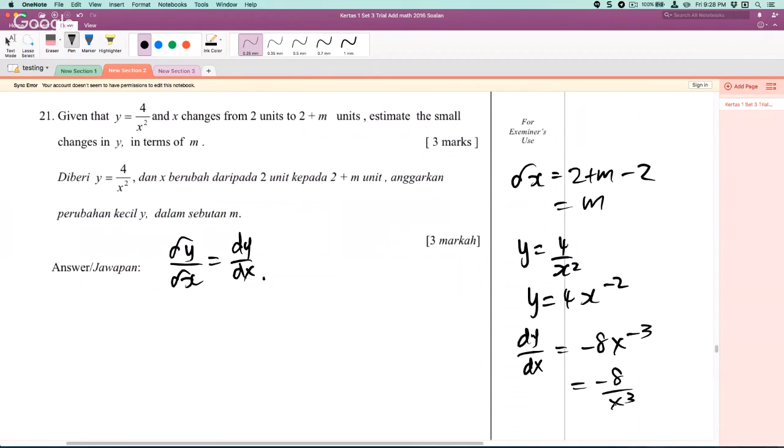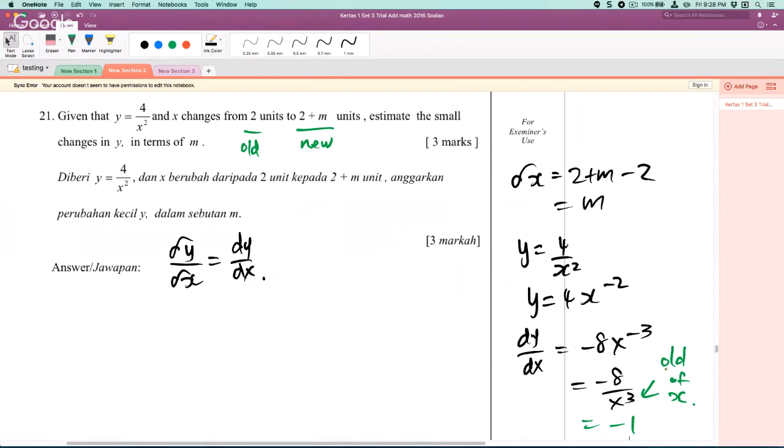For this question, because there's no x value given for dy/dx, you always substitute the old value of x. Always substitute the old value of x. So you see, old changes to the new one, isn't it? This is the old value. This is the new value. So the old value is 2. So I'm going to substitute 2 in here, so I get negative 8 divided by 2 to the power of 3, which is 8. 8 divided by 8, you get 1, so negative 1.